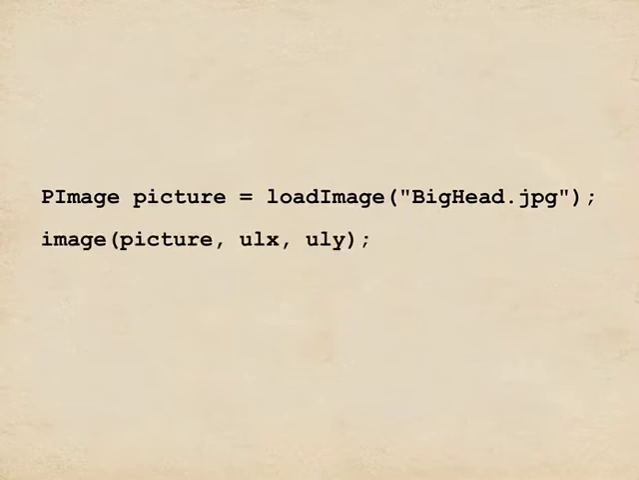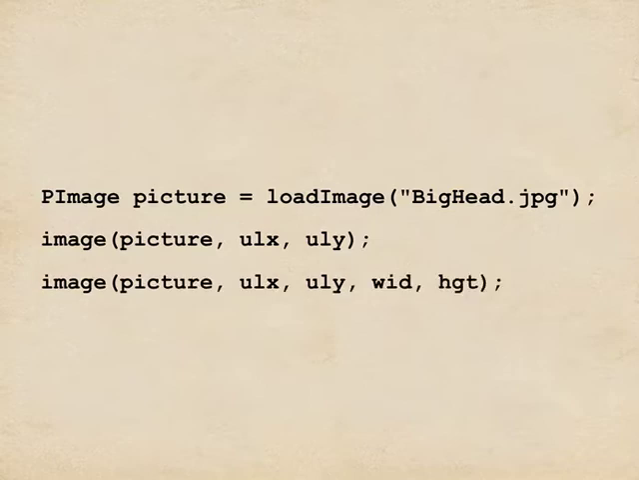It takes three arguments, the name of the variable that holds the picture, and the upper left X and Y that tells Processing where to draw the picture. You can add two additional optional arguments to image, telling Processing the width and height it should use to scale the picture before it draws it. Remember, it doesn't crop it, it doesn't throw anything away, it just smushes the picture together or stretches it apart to make it fit the width and height you've given it.